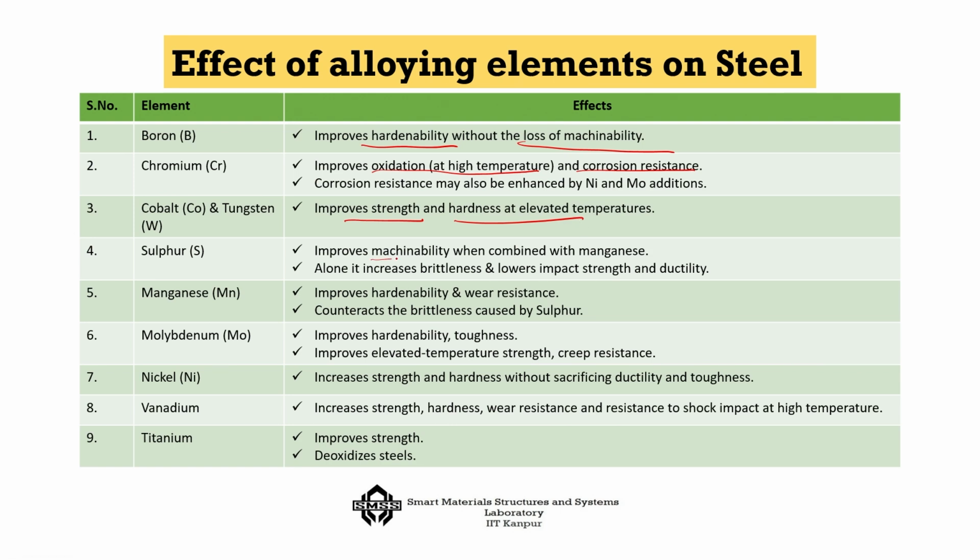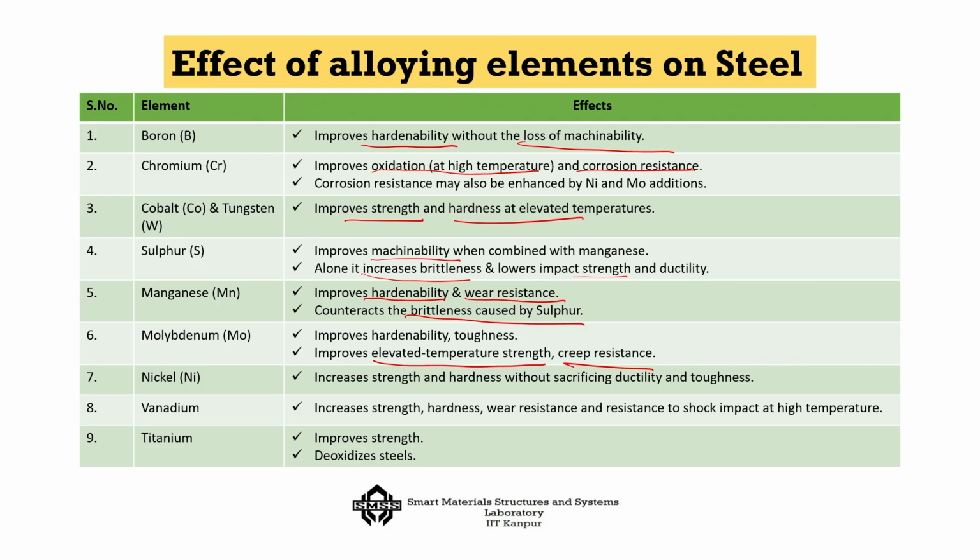Sulfur improves on the other hand the machinability when combined with manganese, and if you only use sulfur without manganese, it may actually increase brittleness and lower impact strength and ductility. Manganese has a good effect on hardenability and wear resistance, and it also counteracts the brittleness caused by sulfur. Molybdenum improves hardenability and toughness. So, it improves the elevated temperature strength, and elevated temperature strength is very much important for refractory type of applications and creep resistance.